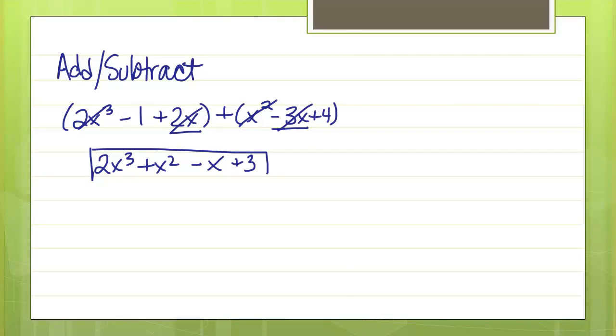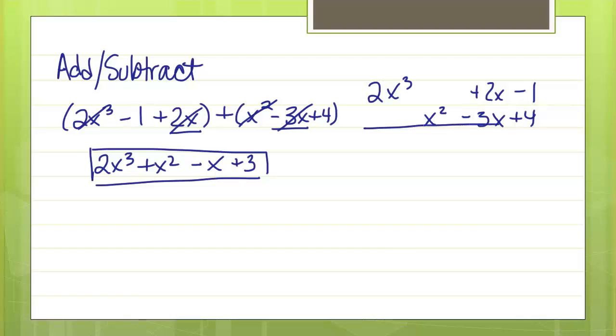So not much new there. One thing I will say is you might like to try vertically aligning them instead of just leaving them horizontal. Some people like this. So you'd write this in standard form, leave a space for the x squared, and then x squared minus 3x plus 4. So then, you're just adding down: 2x cubed plus x squared minus x plus 3. So that's just an alternative way to do it.